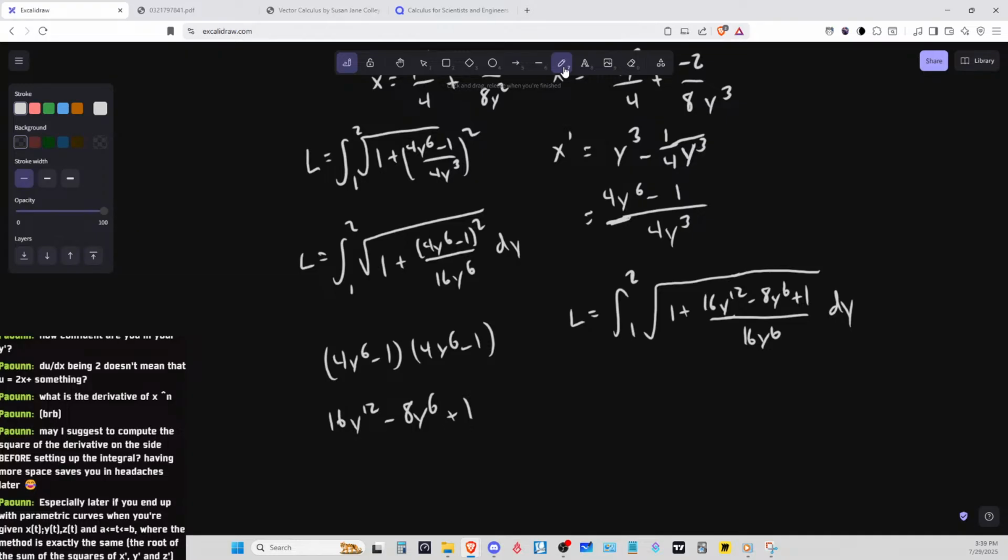Especially later if you end up with a parametric curve when you are given x, y, and z, the method is exactly the same: the root of the sum of the squares of x prime, y prime, and z prime. Yeah.